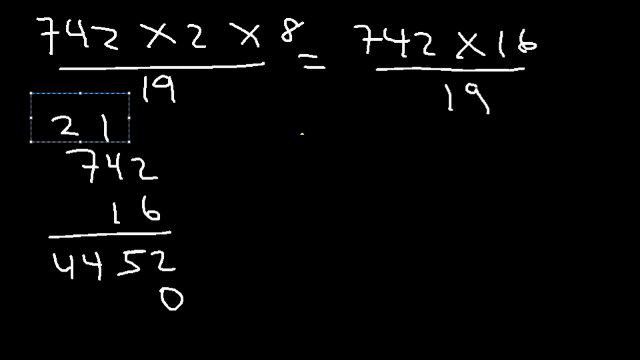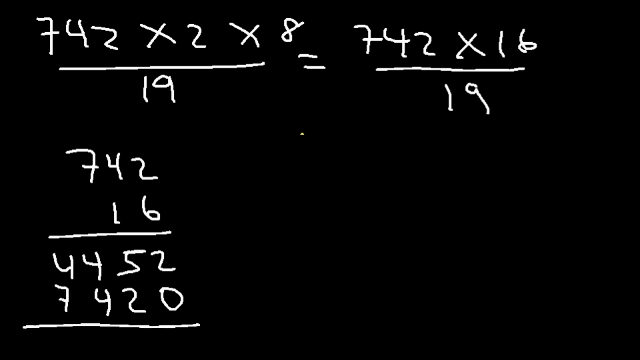Let's get rid of these numbers. 1 times 2 is 2. 1 times 4 is 4. 1 times 7 is 7. So if we add, it's going to be 2, 7, 8, 11. So 742 times 16, if you use a calculator, is indeed 11,872.